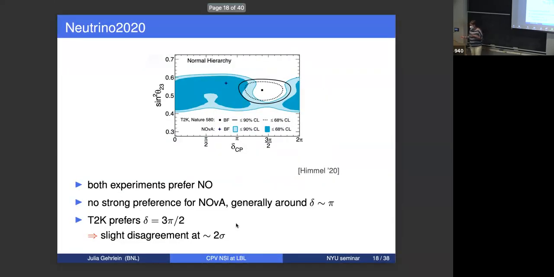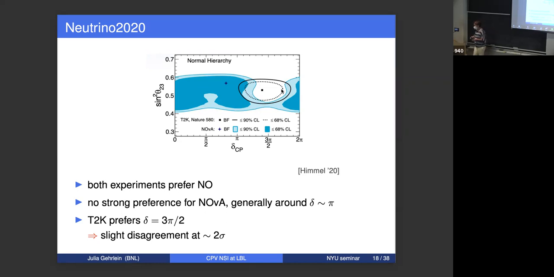Both experiments prefer normal ordering over inverted ordering. In blue, you see the preference from the NOvA experiment. And you see that in general, NOvA does not have a strong preference for any value of the CP violation phase. The best fit value is around delta equal to pi. However, NOvA excludes this region here at the 90% confidence level.